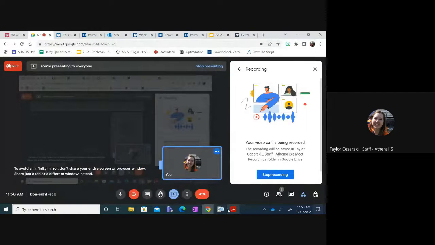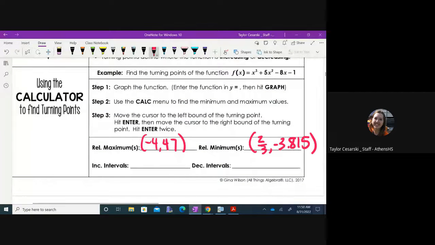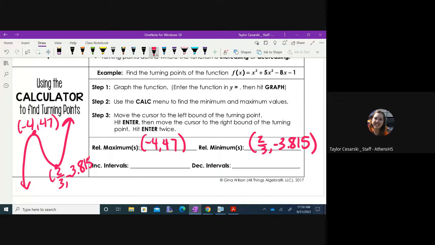All right, so now what we're going to do is talk about the increasing and decreasing intervals. So I'm going to go ahead and just sketch a picture. This is at negative 447, and this one is at 2/3, negative 3.815. Now, whenever you're talking about increasing and decreasing intervals, we want to always use x values because it's talking about where the graph is increasing and decreasing. So I can see I'm going to color the 2 sections of my graph that are increasing. So that's from negative infinity to negative 4, again, using x values. And then also, remember, you join that with a union from 2/3 to infinity.